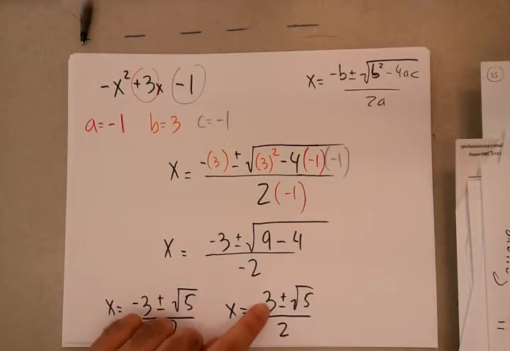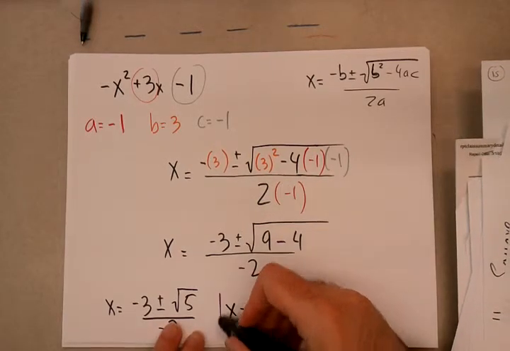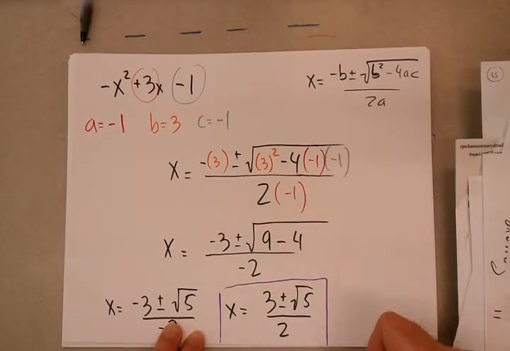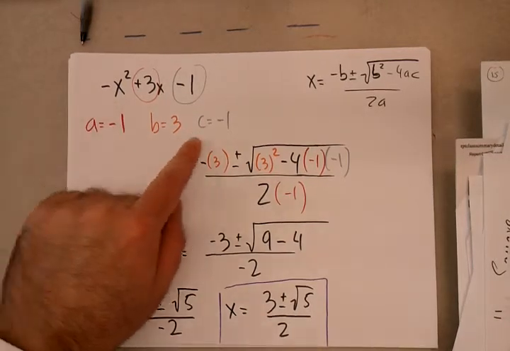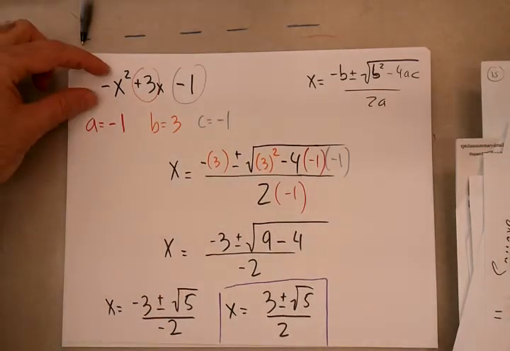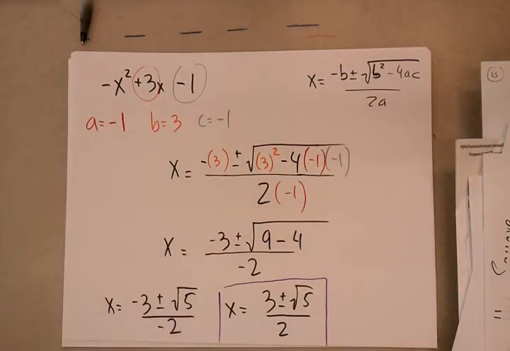Two outcomes: 3 plus root 5 over 2 and 3 minus root 5 over 2. You can write them as a combo like that if you want, as long as you understand that they are two separate possibilities. So that's essentially how you work out quadratic functions. Identify a, identify b, identify c. So a is whatever is in front of the first term, usually the x squared. b is whatever is in front of the middle term, usually an x. And c is whatever the term all by itself.